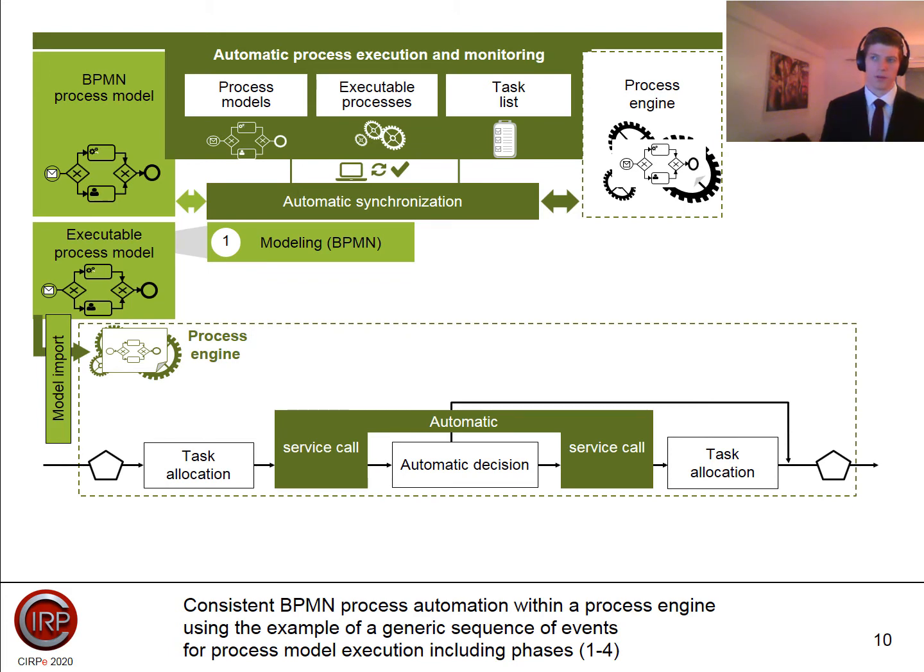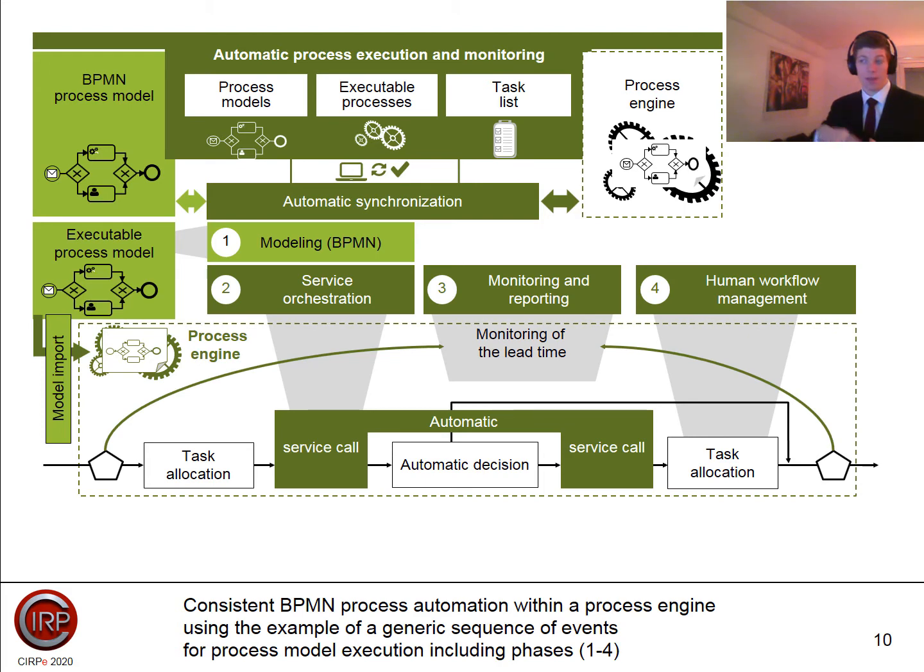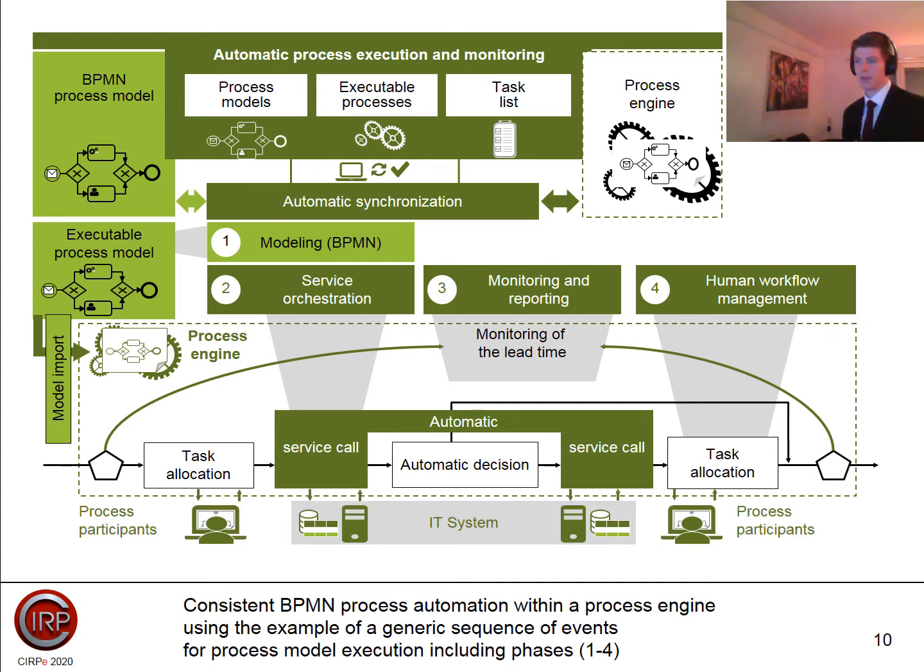When you put these executable process models in a process engine, there's, on the one hand, task allocation, automatic service calls, automatic decisions, and this is all done through the process engine. A lot of service orchestration, which can also be used for microservices, the monitoring and reporting part, so you're just informed when you have to do something, and also the workflow management from one person to another. And the participants within are just connected to the systems and are informed when there is an action needed.